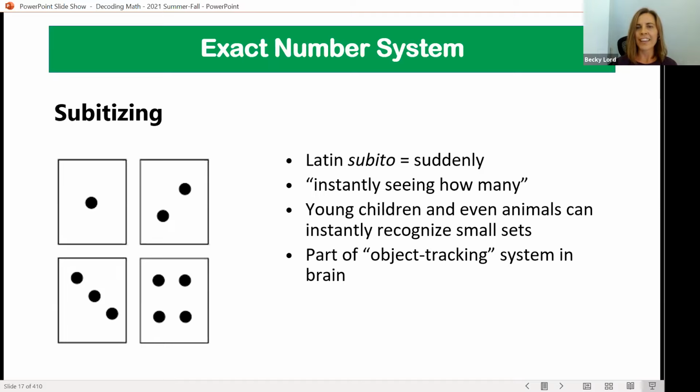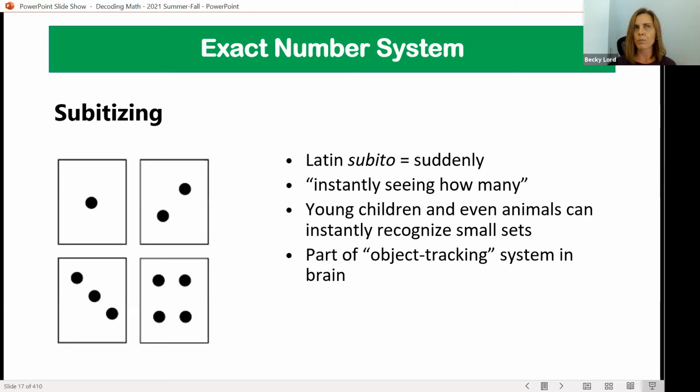And this is actually an ability that young children and even animals have. They can recognize small sets. So there's been research with monkeys and fish and all different animals to show that they actually have the innate capacity to subitize also. And one of the theories is that this is part of the object tracking system in the brain, like how many objects you're able to look at a time.